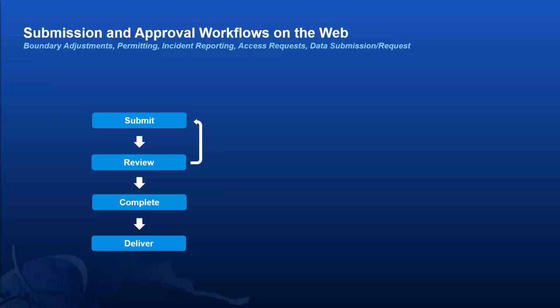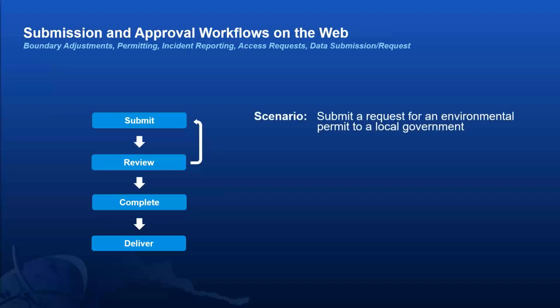And some uses might be taking in boundary adjustments, doing permitting, taking in data submission, or actually requesting data from a contractor. And in this case, what we're going to do is look at it from the eyes of a permit submission and review. So I'd like to show you how, with a little bit of GIS analysis, you can guide the submitter without the organization having to perform a lot of additional work.